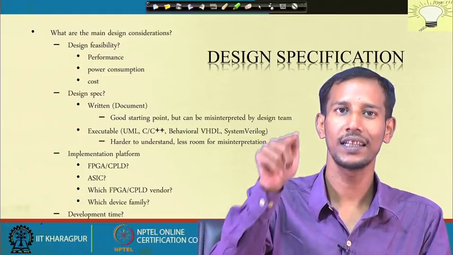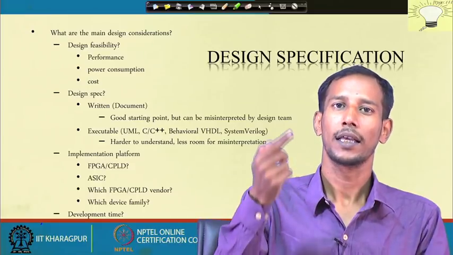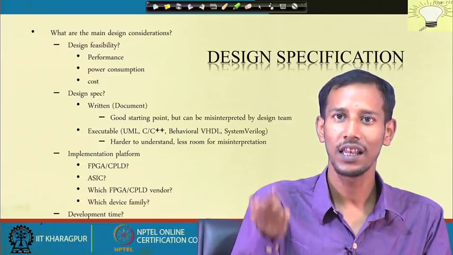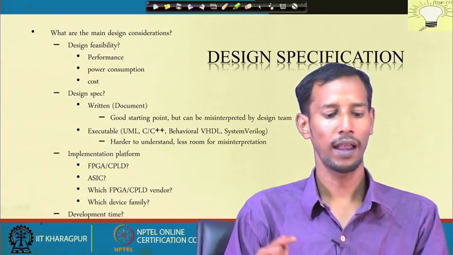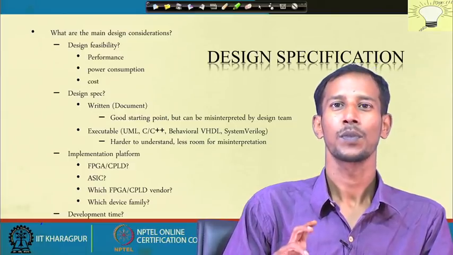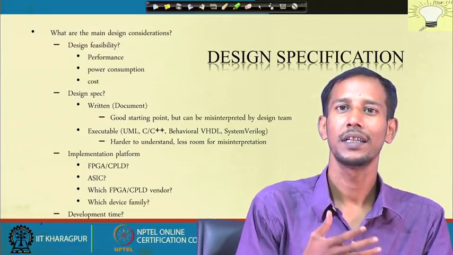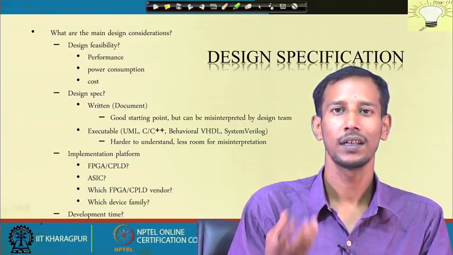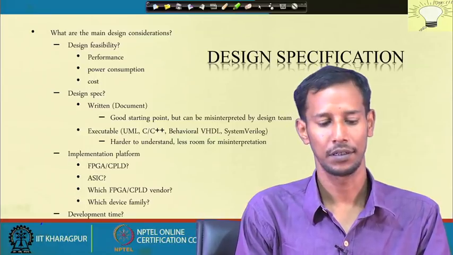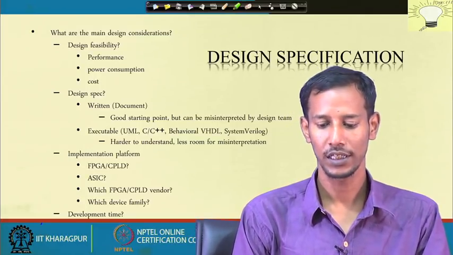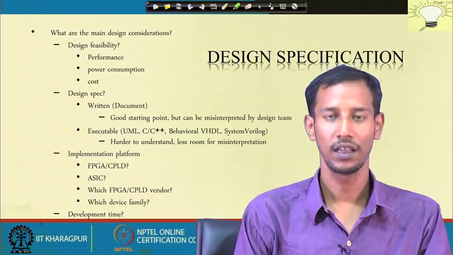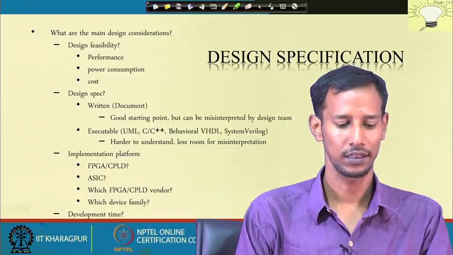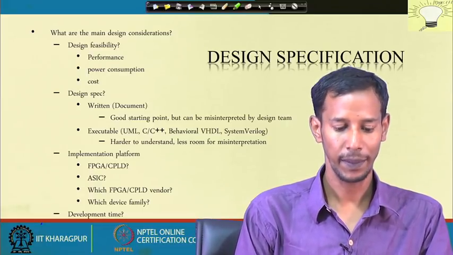Whenever I set the target, I have to keep in mind whether it is feasible, whether it is realizable. So, you have to check the feasibility. People are greedy, as a person I need more to achieve, but we have to be within the limit. That is why, whenever we are considering the design specification, design feasibility is the primary concern to be checked.